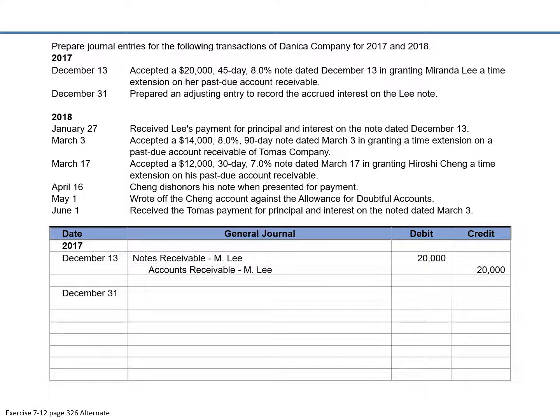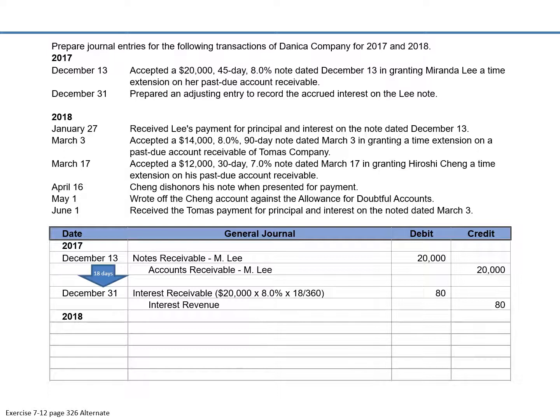Then on December 31st, we have to record the accrued interest. So how many days have passed from the 13th to the 31st? That's 18 days, right? So we have interest receivable of $20,000 times 8% times 18 days divided by 360. We're going to record interest revenue for $80.